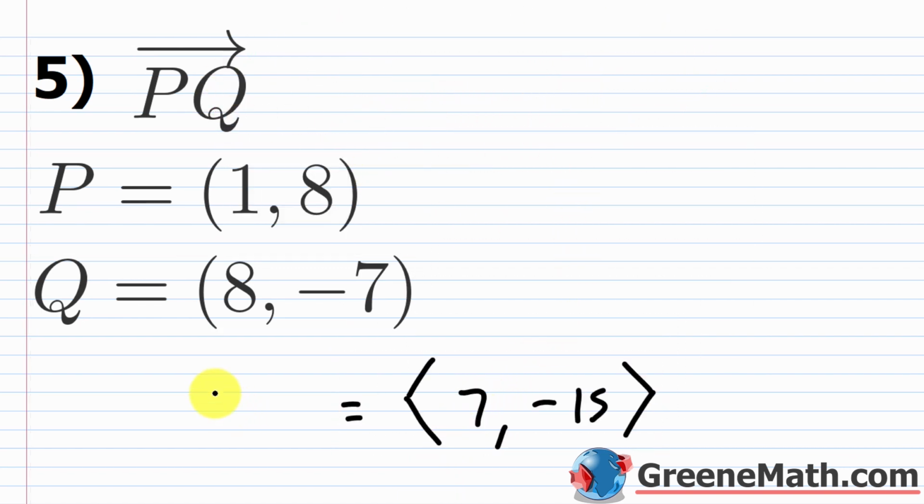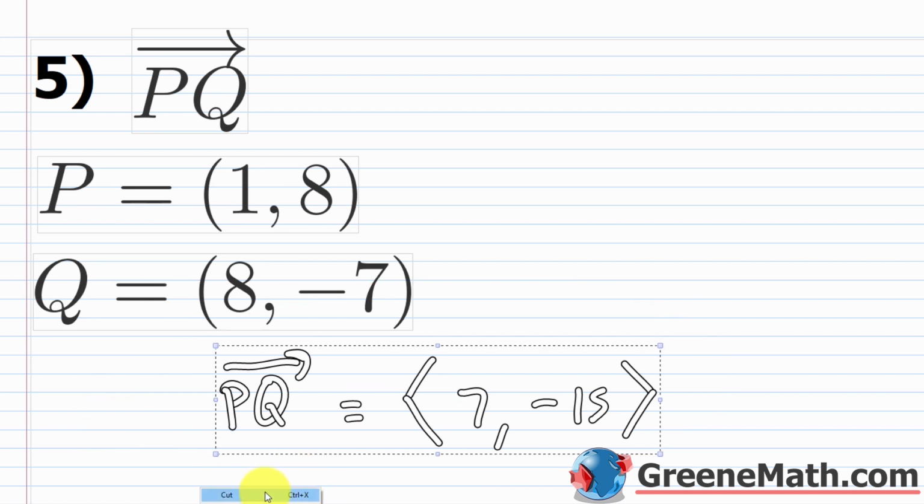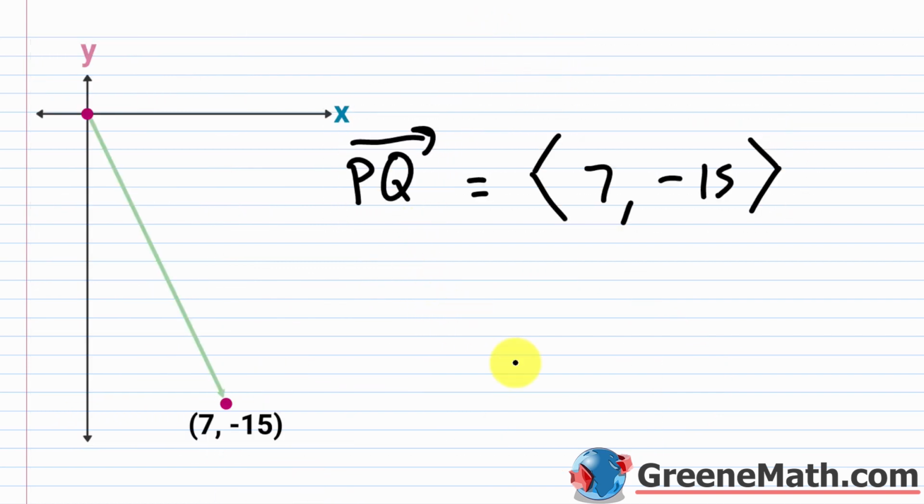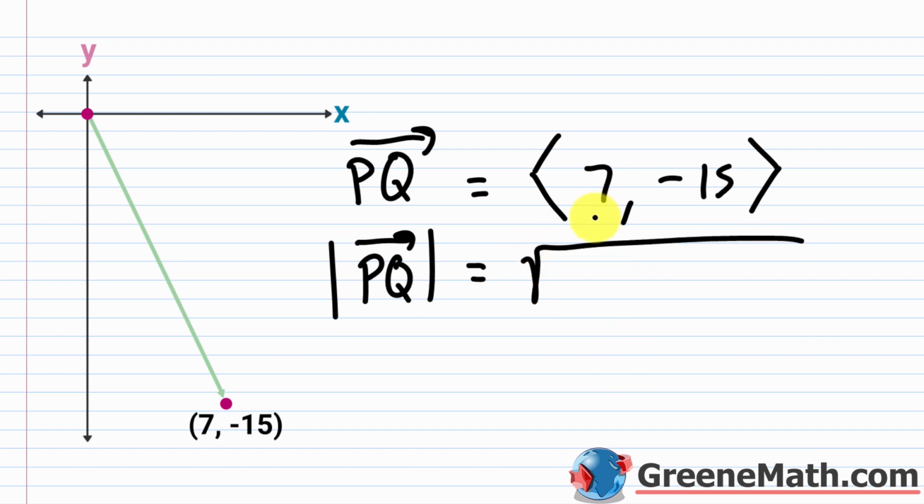Again, in component form. If you want to, you can rename this at this point. You could say this is the vector v. Again, that's going to be up to you. I'm just going to keep it simple. So let's come down here and just paste this in like this. And so what I'm going to do first is find the magnitude of this vector PQ. So this is going to be the principal square root of 7 squared is 49, negative 15 squared is 225. So we're going to have 49 plus 225 under here. So that would be 274.